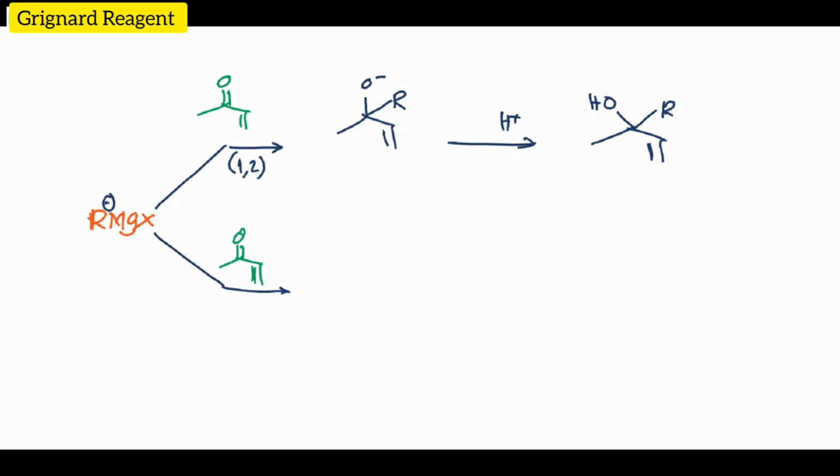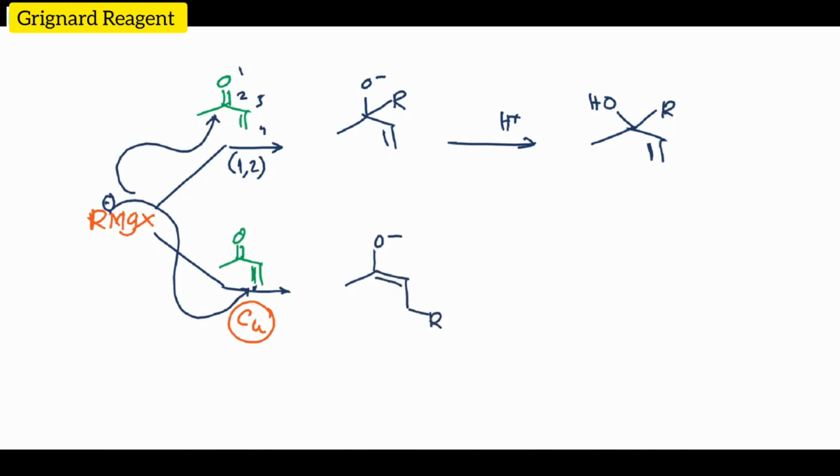But if copper or any copper-containing salt is present, it will react at the fourth position. Here the reaction proceeds onto the fourth position. Where is the fourth position? 1, 2, 3, and 4. By reacting at the fourth position, you get this type of compound, and by protonation it is converted to an enol, and you know that the enol converts into the ketone.